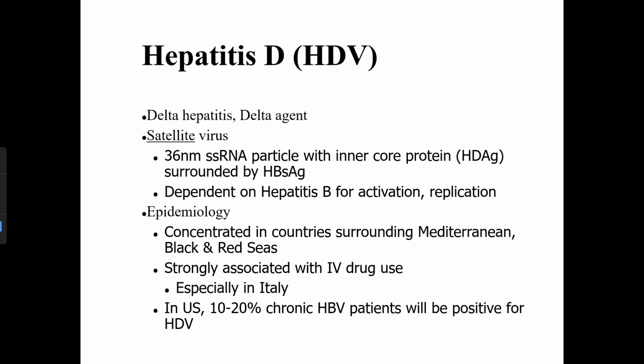Hepatitis D virus, the Delta hepatitis or Delta agent. It is a satellite virus that is not fully functional and cannot replicate unless hepatitis B is also there. So in order to be infected with hepatitis D, hepatitis B also has to be present. It's concentrated in countries surrounding the Mediterranean, Black, and Red Seas, strongly associated with IV drug use, especially in Italy. In the US, 10 to 20% of chronic HBV patients will be positive for HDV.